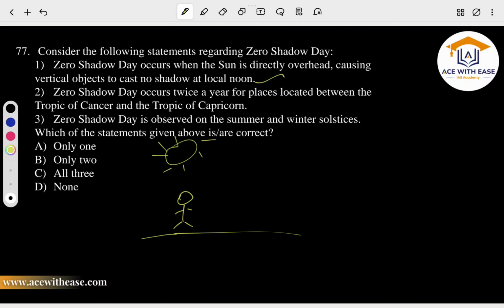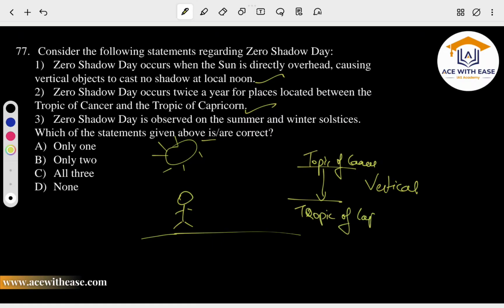Second statement, zero shadow day occurs twice a year for the places located between Tropic of Cancer and Tropic of Capricorn. So this is also correct. Why? Because the sun rays fall vertically at least once between the Tropic of Cancer and Tropic of Capricorn. So at least twice between these two regions we will find a zero shadow day observed.